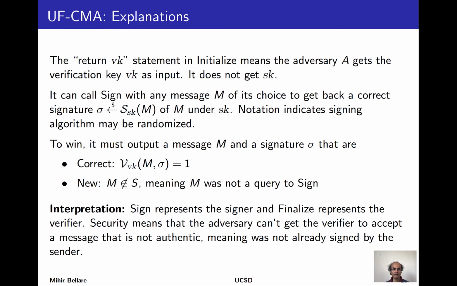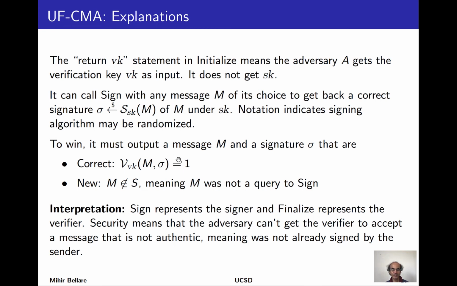This is just a summary to have in writing the things I said on the prior slide, and we can quickly see how those are reflected here. Remember that the return verification key statement in initialize means the adversary gets the verification key as input up front. It doesn't change throughout the game, although there are many calls to the sign oracle. Of course, the adversary is not given the signing key. The chosen message attack arises through calls to the signing oracle, allowing the adversary to collect signatures.